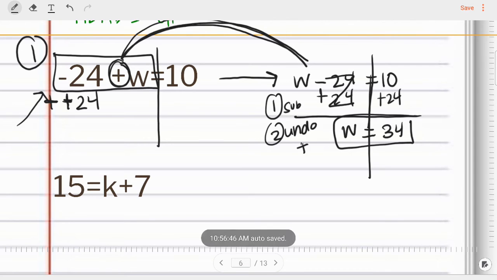Remember, minusing a negative means I add. So I'm going to end up doing the same operation. They both take 2 steps. You just have to decide what steps you want to take. All right, let's look at this next problem.